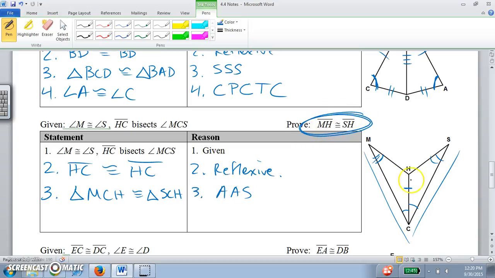Now we're trying to prove MH congruent to SH. Well, we just showed these triangles were congruent. So now I can say those two pieces are congruent. MH congruent to SH because they match up on the triangles. Corresponding parts of congruent triangles are congruent.